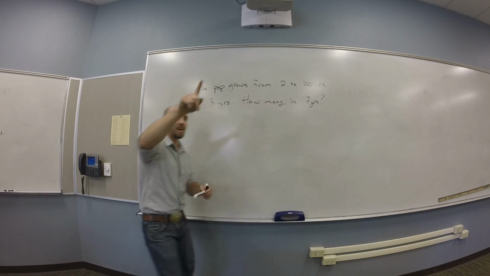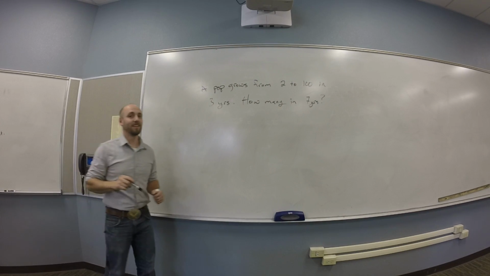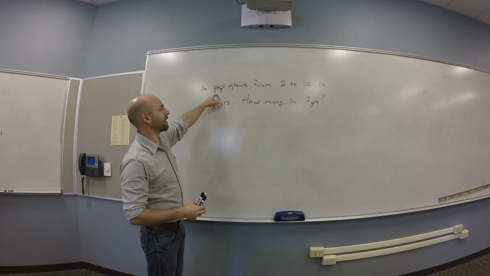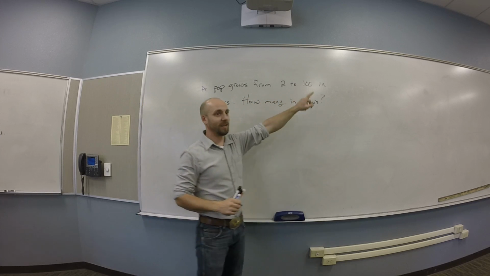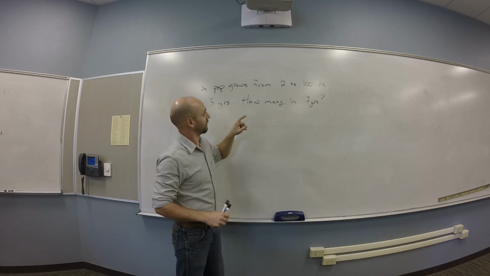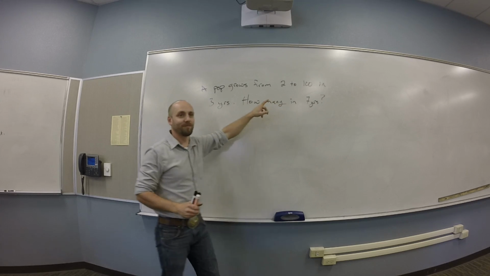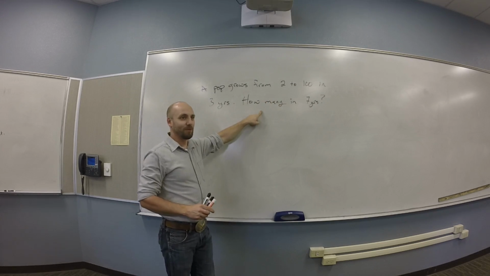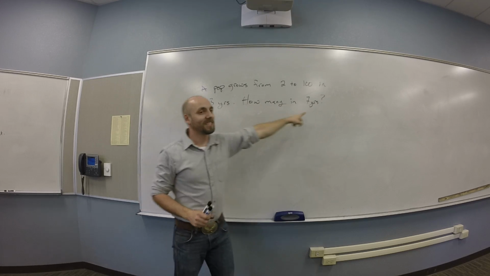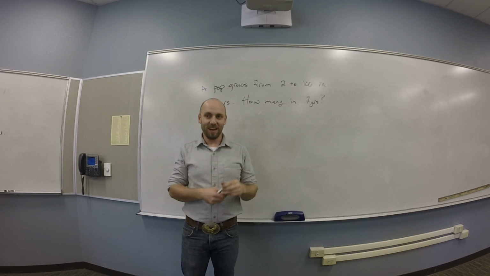Okay, I have limited time, so we're doing an example quickly. A population grows from 2 to 100 in 3 years. I'm going to go out on a limb and assume these aren't people. People don't breathe this fast. How many in 7 years? How do you figure this out?